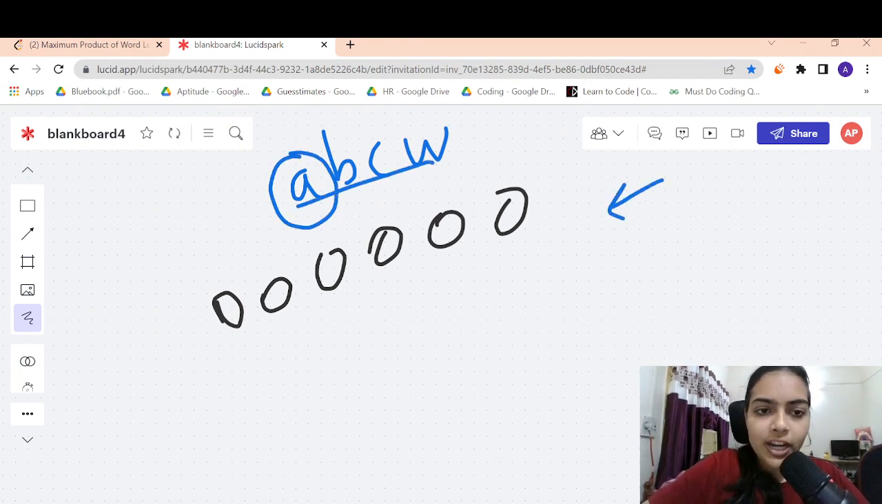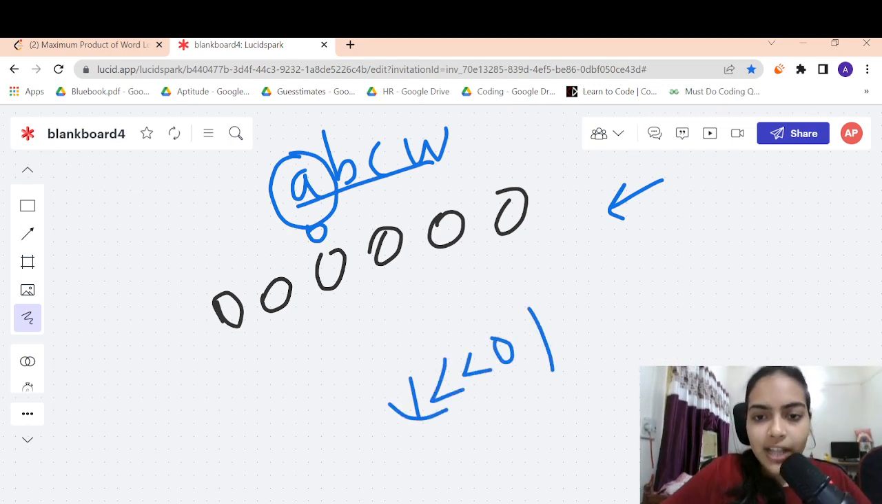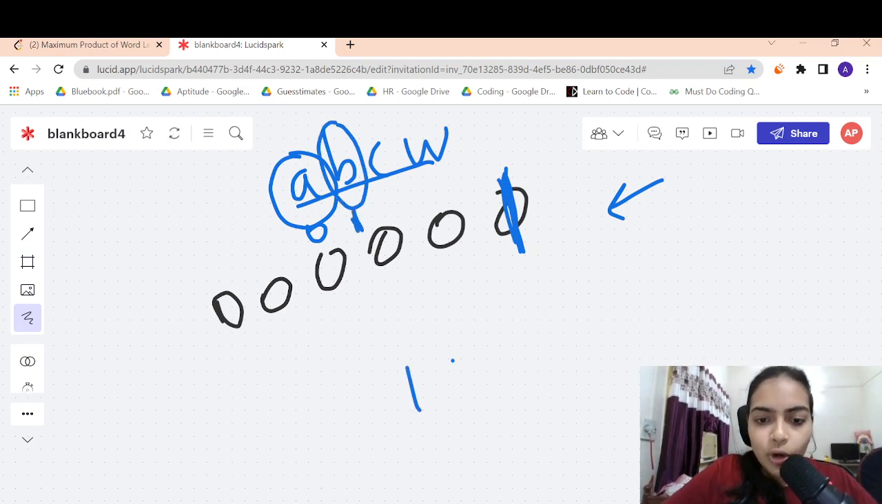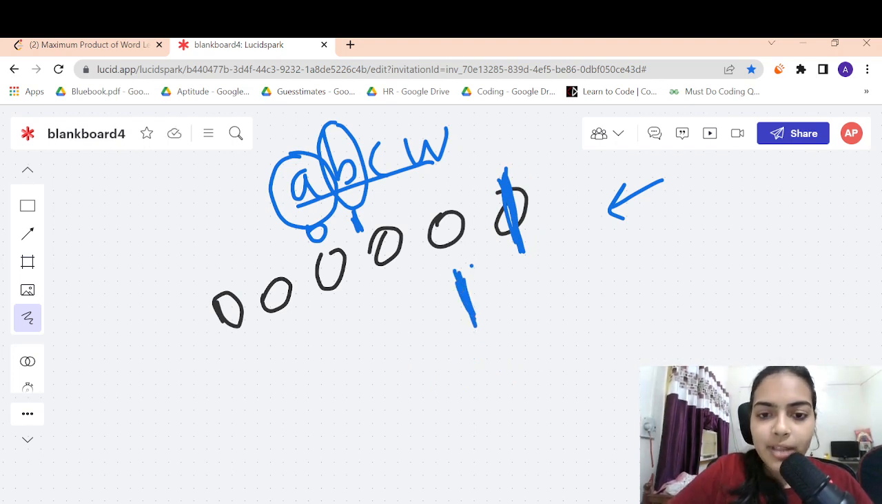So corresponding to A, I have 0, right? So I'm going to left shift 1 by 0 times. That means just this digit I am going to mark as 1. Similarly, B is 1, right? So I am going to left shift 1 by 1 time, and I'm going to get this number, so I'm going to take the OR of it with this number and make this as 1.